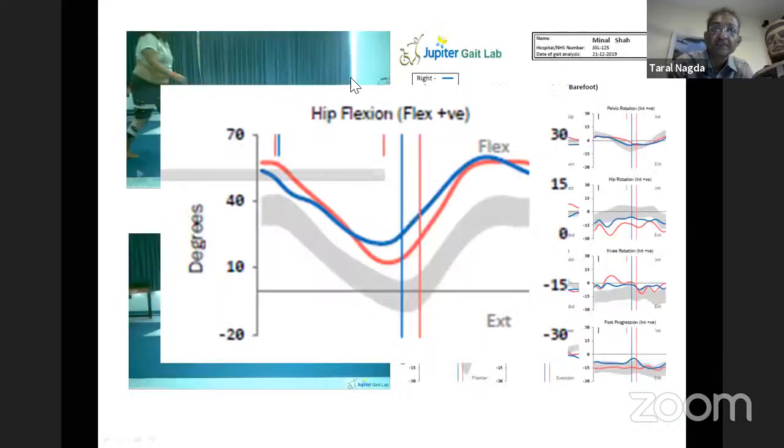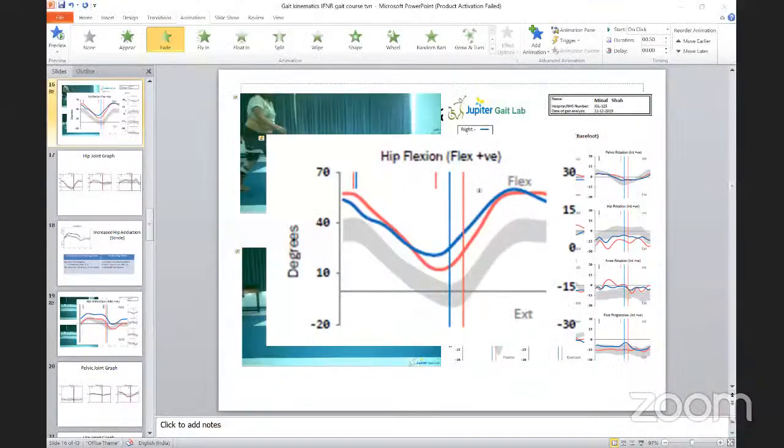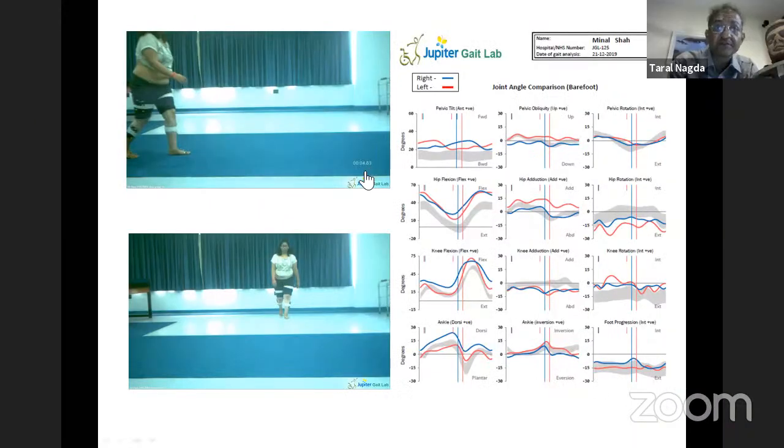And you can see here in this child, give me a minute. Is my screen visible? Neeraj? Yes, it's visible. Okay, now it's visible.